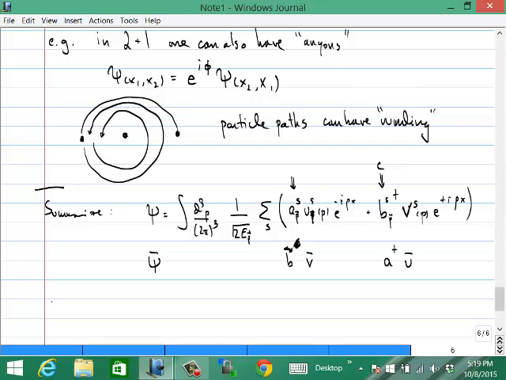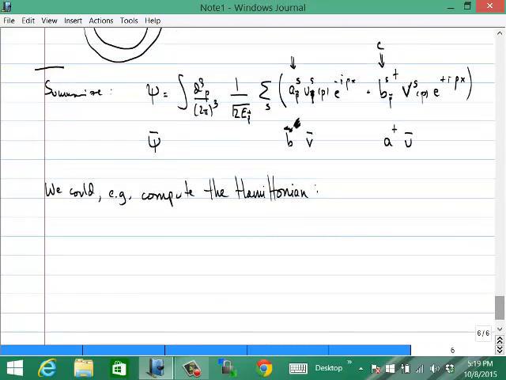So, for example, we could compute the Hamiltonian. How would we go about doing that? Well, the Hamiltonian is the integral d³x of T⁰⁰, where T^μν was the stress energy that you compute, well, we computed it in the case of a scalar field, and the computation is very similar in the case of a Dirac field.